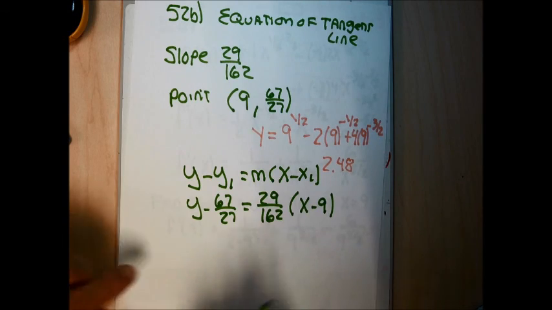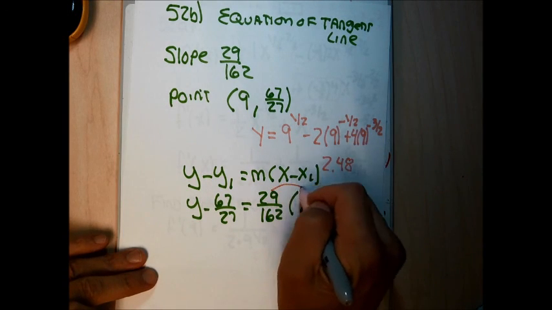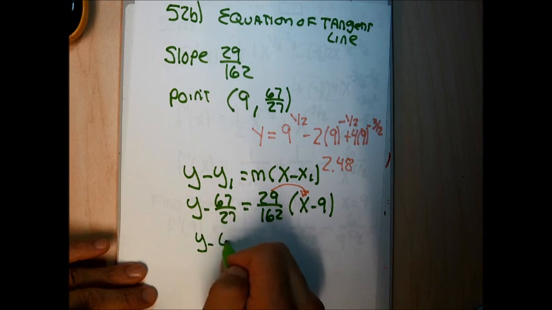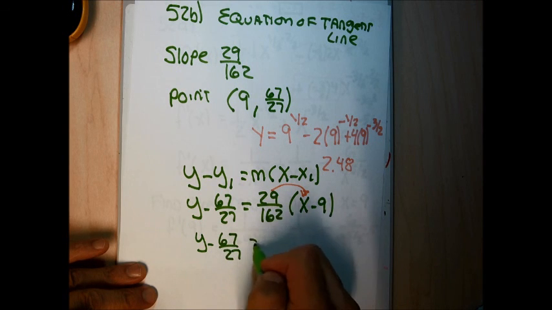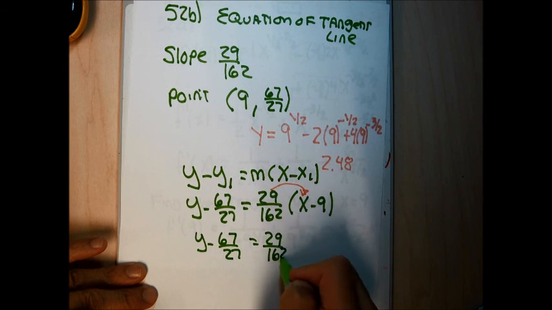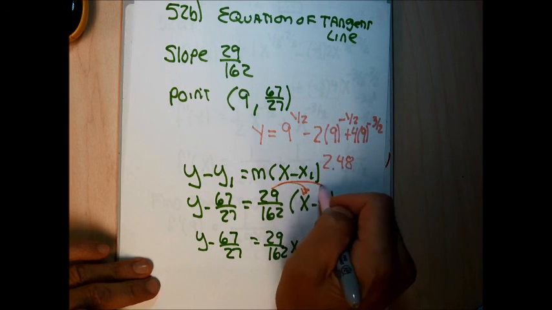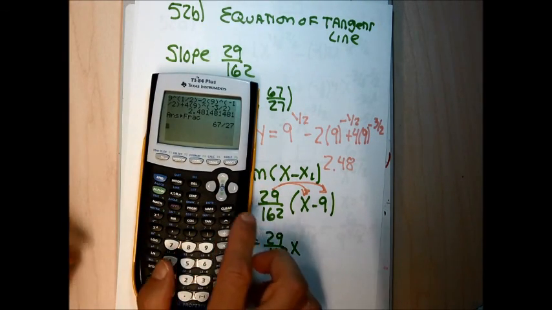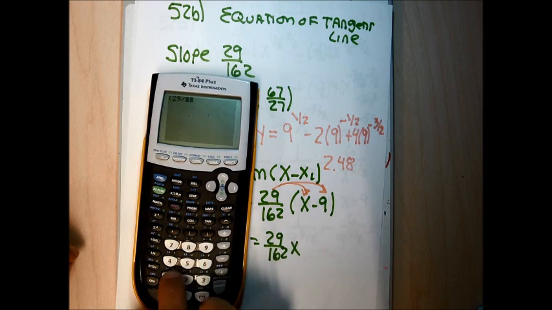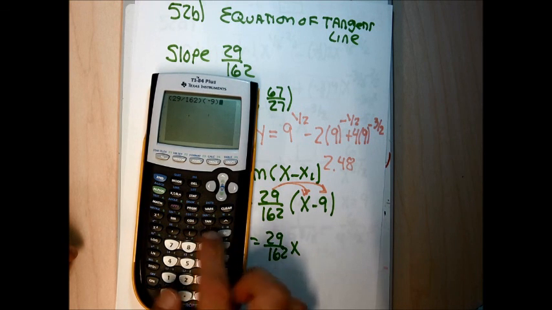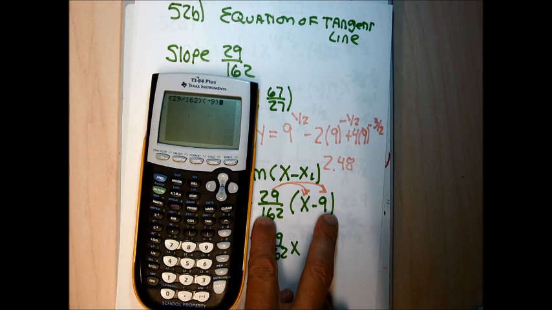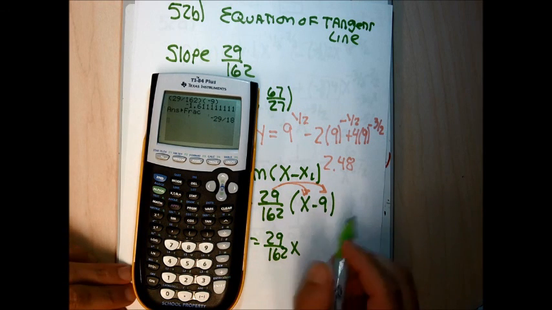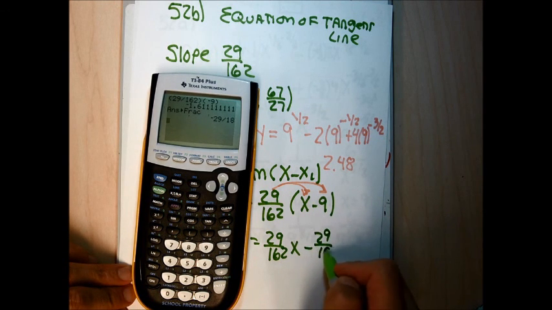I'm going to improve upon this by clearing the parentheses. The easy part of clearing the parentheses is going 29 over 162 times x, because that's just going to be 29 over 162x. The hard part of clearing the parentheses is going 29 over 162 times minus 9. I'm going to do that on my calculator. I don't care to do 29 divided by 162 times minus 9 without my calculator. So I did it on my calculator, and then I math entered, and that gives me minus 29 over 18 after I clear that parentheses.